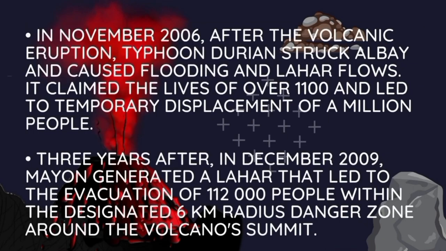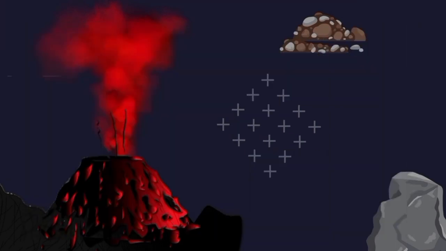In November 2006, after the volcanic eruption, Typhoon Durian struck Albay and caused flooding and lahar flows. It claimed the lives of over 1,100 and led to the temporary displacement of a million people. Three years after, in December 2009, Mayon generated a lahar that led to the evacuation of 112,000 people within the designated 6-kilometer radius danger zone around the volcano's summit.